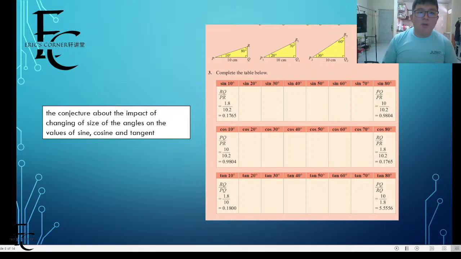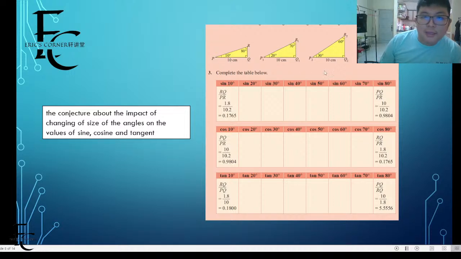So how do we know that when the size of the acute angle changes, it will impact the conjecture? So let us do the experiment here. The adjacent side will be 10 cm. In science we call this a constant variable. The only thing we change is the acute angle, and also the opposite side as well. So copy the table below.